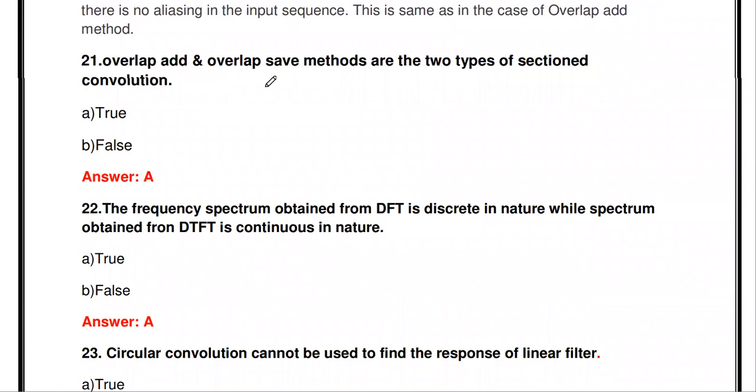The overlap add and overlap save methods are two types of sectioned convolution. True or false? True. Under sectioned convolution, there are only these two methods, overlap add and overlap save.